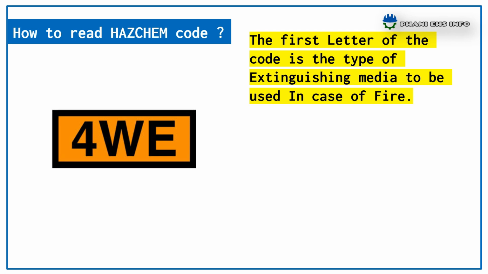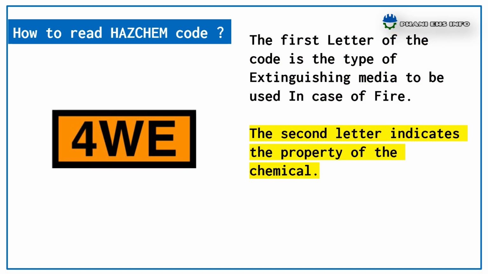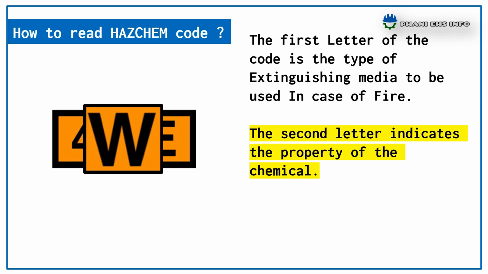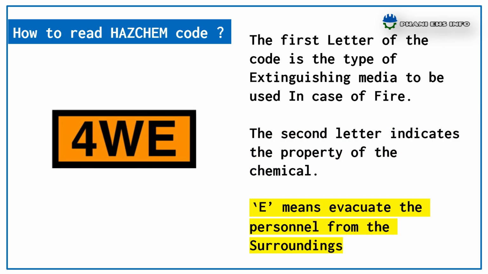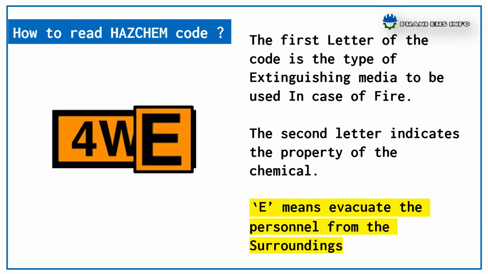How to read HAZCAM code? The first letter of the code is the type of extinguishing media to be used in case of fire. The second letter indicates the property of the chemical. And E means evacuate the personnel from the surroundings.